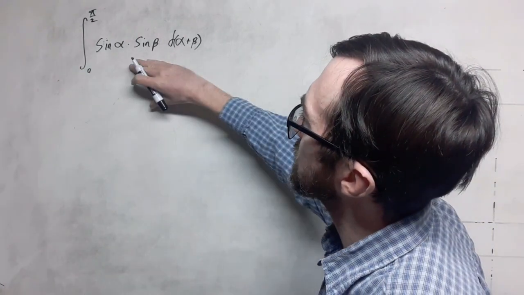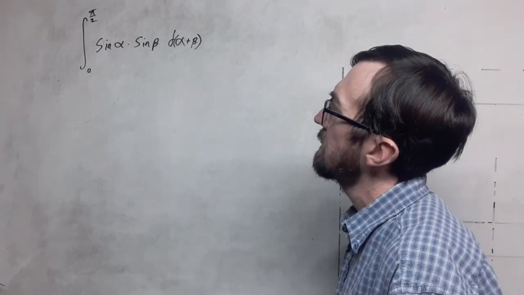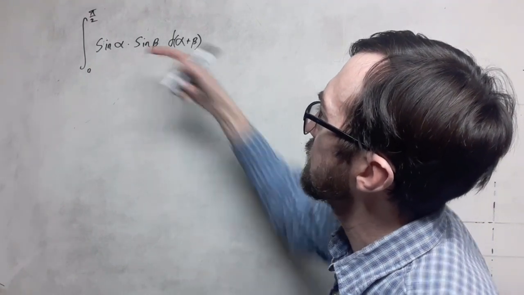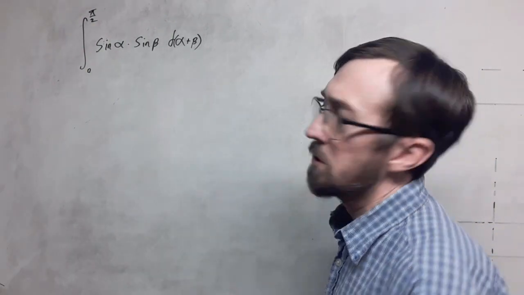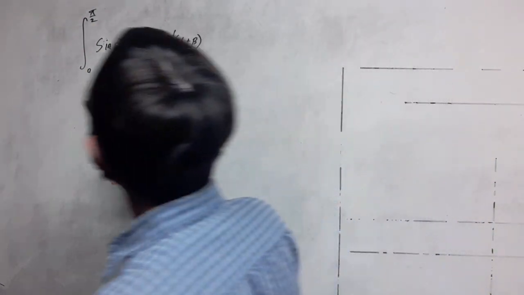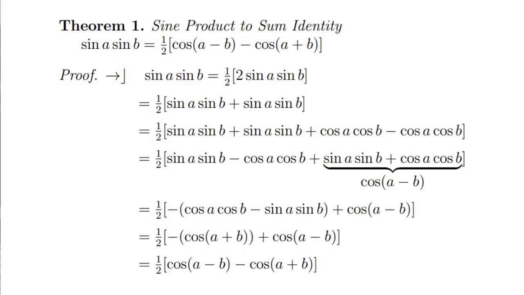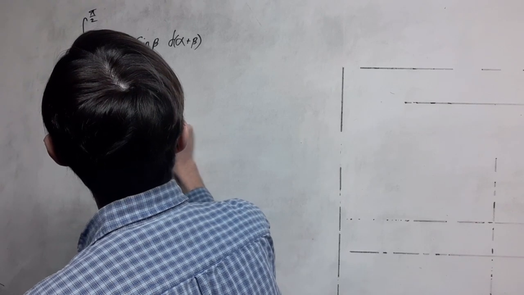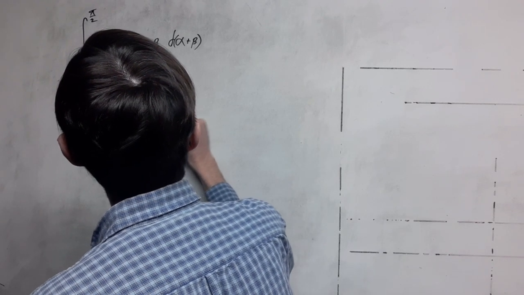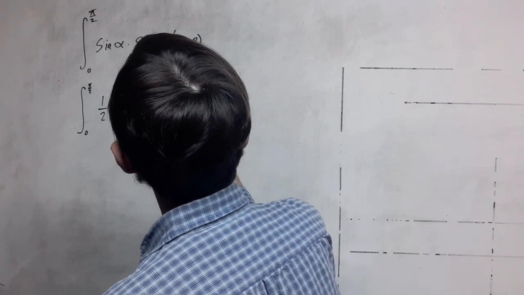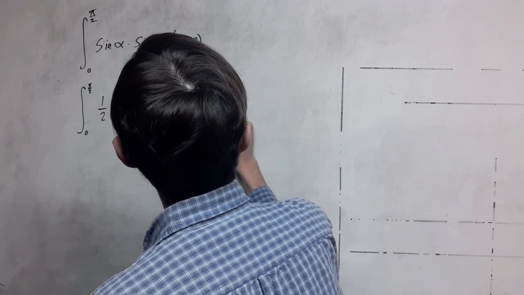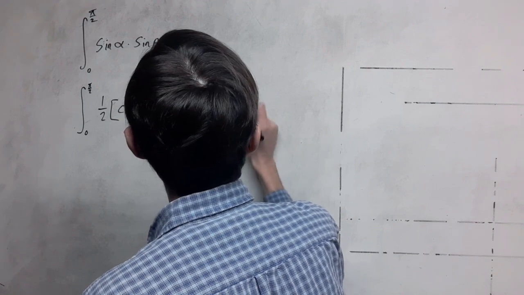I want to substitute a sum in for a product, and I have shown how you derive this in another video, so go check that out if you haven't seen that. This product is equal to 1/2 times cosine alpha minus beta minus cosine alpha plus beta.